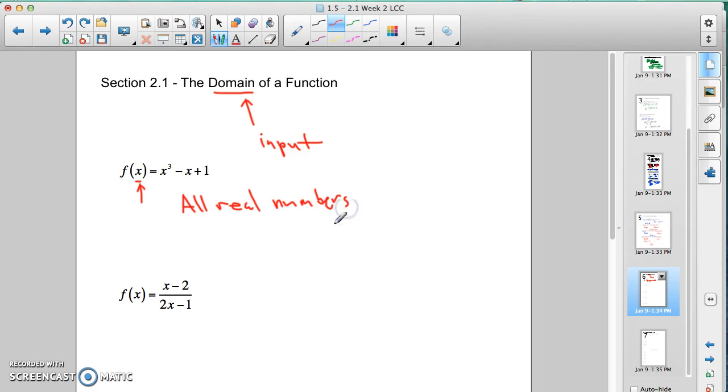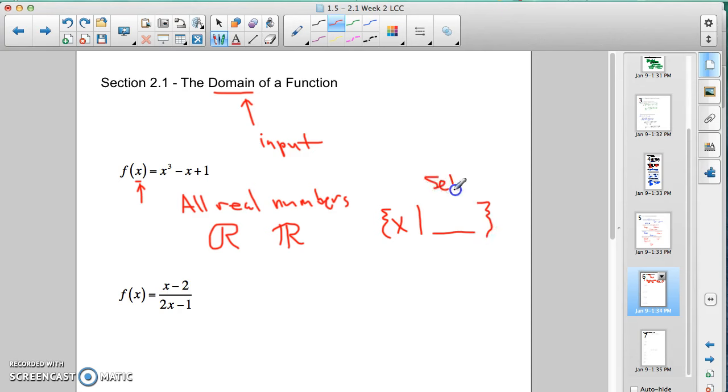Now there are several ways we can state all real numbers. We can just write it in words. We can use a symbol for all real numbers. This is capital R, sometimes script R, or they use this one with two lines. This R means all real numbers, or they can use set notation. Sometimes we use set builder notation to talk about the domain. Set builder notation starts with the set of all x's such that something occurs.